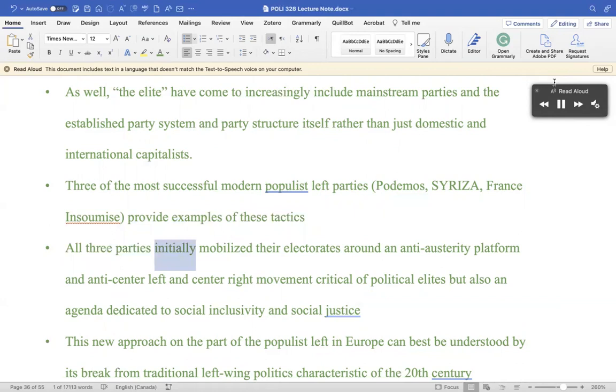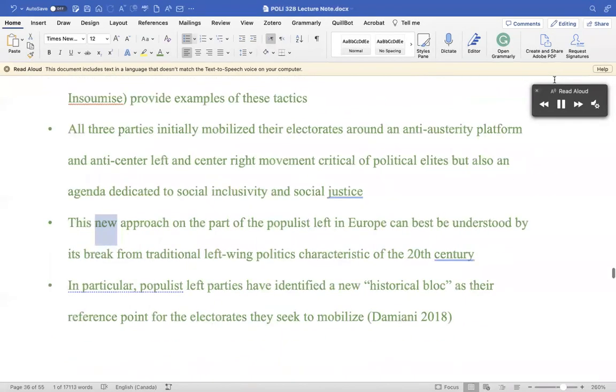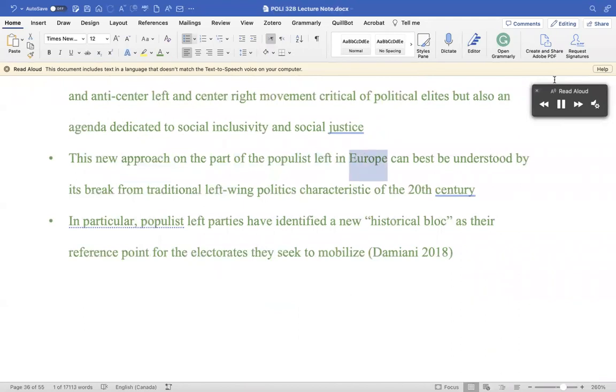All three parties initially mobilized their electorates around an anti-austerity platform, an anti-center-left and center-right movement critical of political elites, but also an agenda dedicated to social inclusivity and social justice. This new approach on the part of the populist left in Europe can best be understood by its break from traditional left-wing politics characteristic of the 20th century. In particular, populist left parties have identified a new historical bloc as their reference point for the electorates they seek to mobilize.